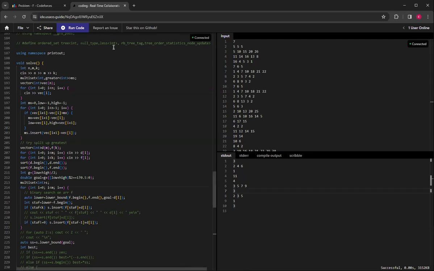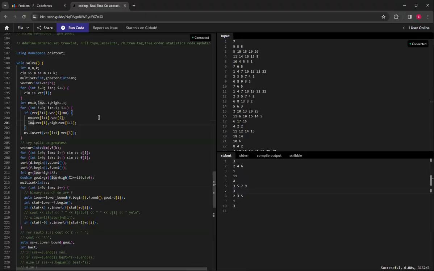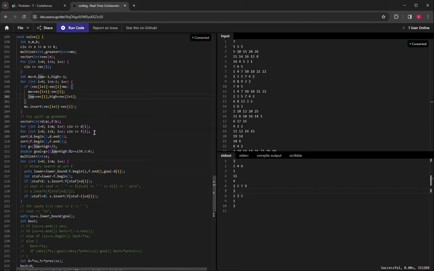I got the input, and then I kept a multiset of all the different gap differences. I also kept track of which one was the maximum and what its low and high values were, so I can use them later. In this case, it would be 26 and 20. Then I sorted d and f, and I got the goal, what the target was.